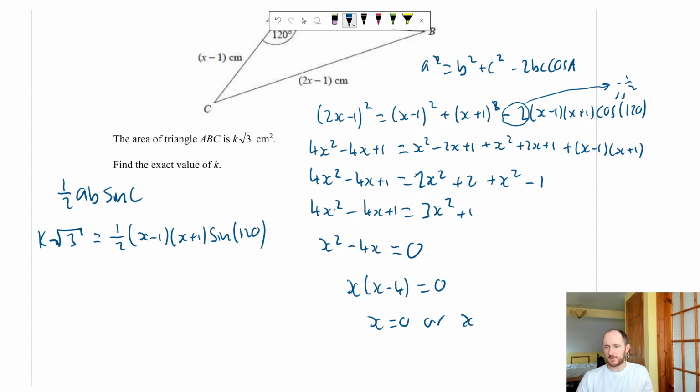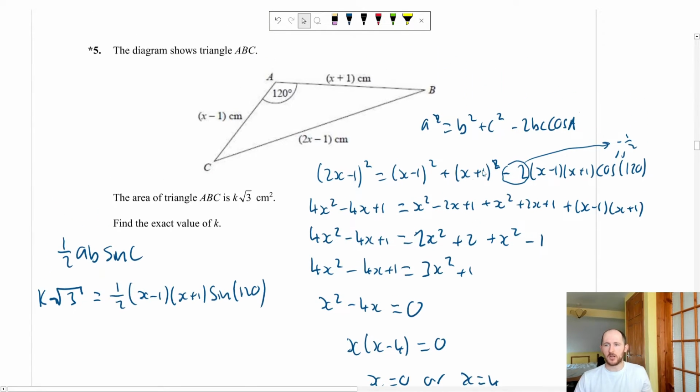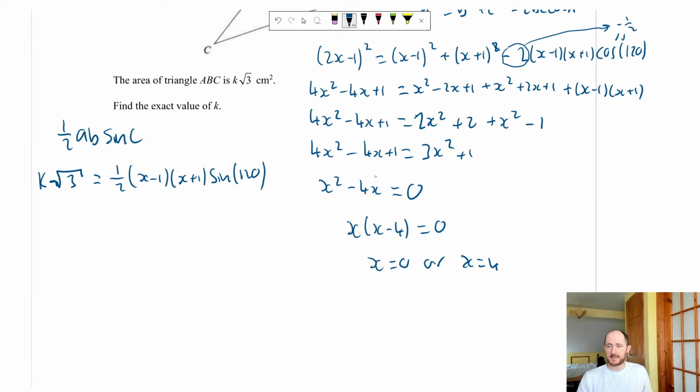or x is 4. And if we have a look, if x was 0, one of the sides would be 0 minus 1, negative 1. And this side would be negative 1 as well. Can't happen. You can't have a negative length, which means x is actually equal to 4. Because we cannot have negative lengths. No negative lengths.